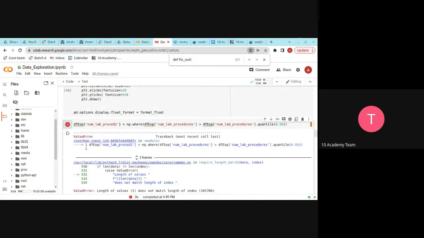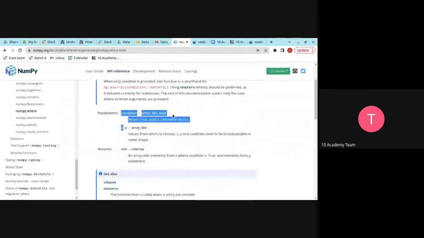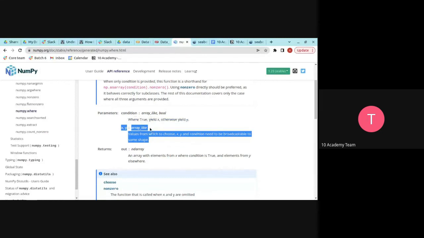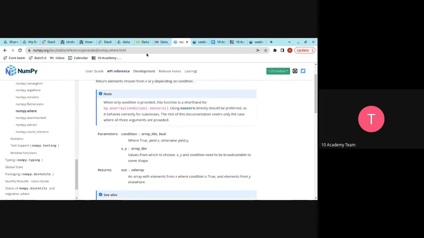Okay, maybe just to add on that. I think when he first used np.where in the first condition alone, he's only selecting the outlier points, but what x and y are doing is the first one will be returned when the condition is met or true, but when the condition is false, we are returning the second value. So when there is an outlier, it's replacing it by the median. Maybe can you get back to that code?